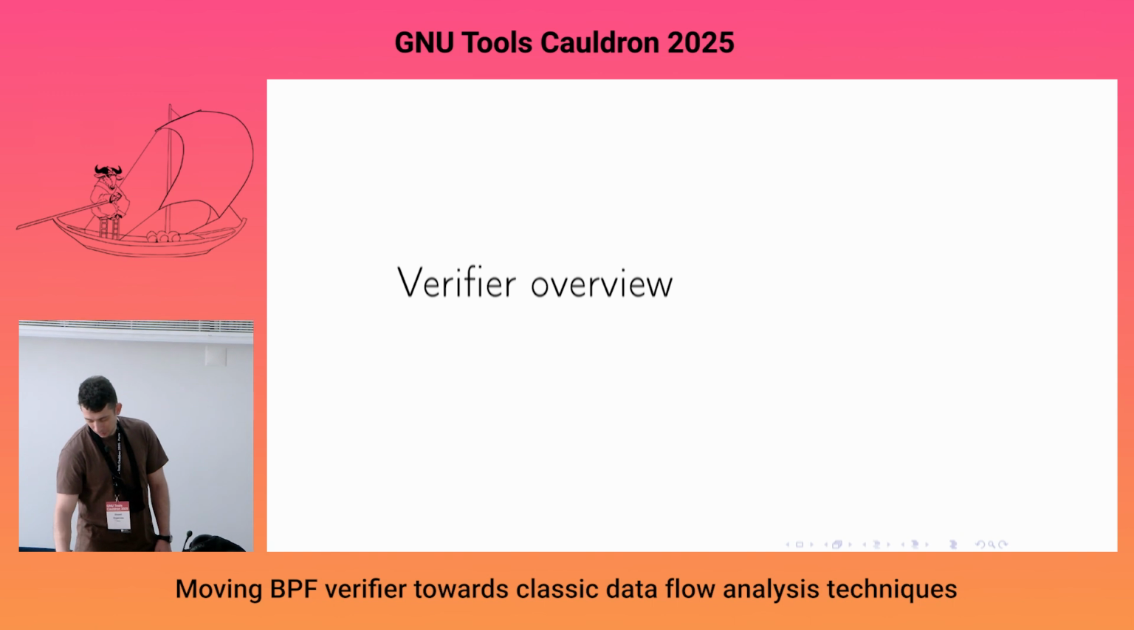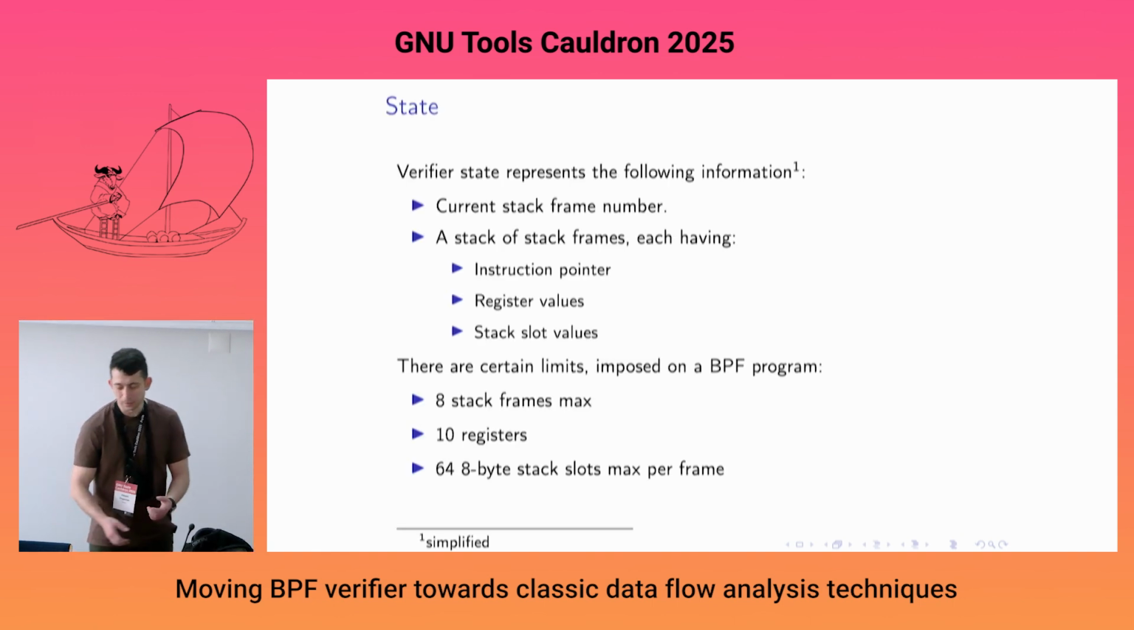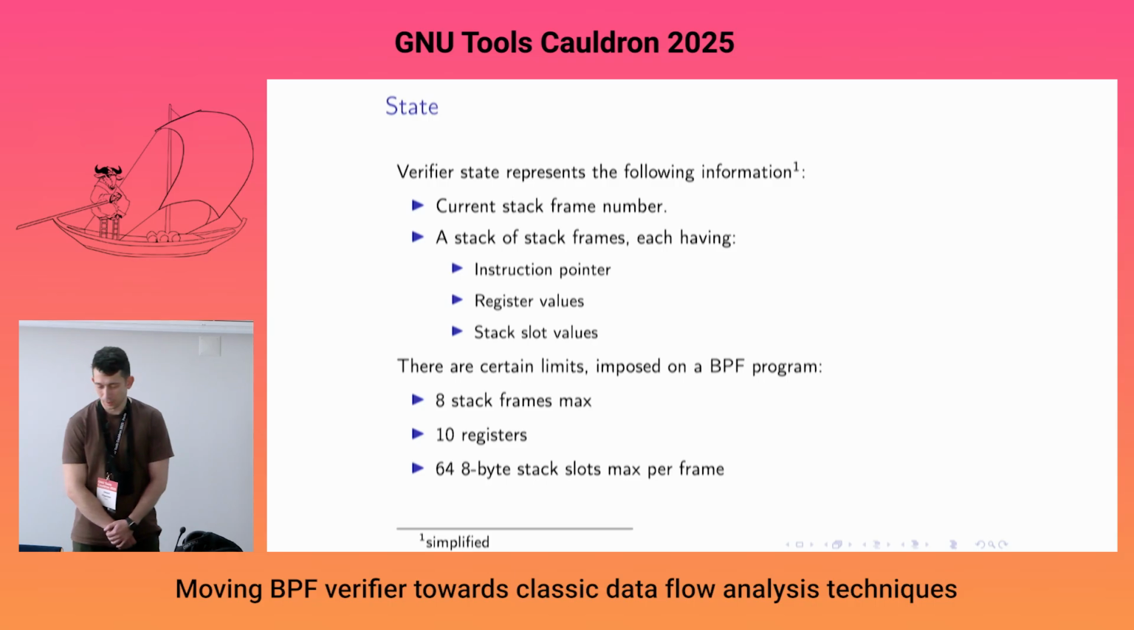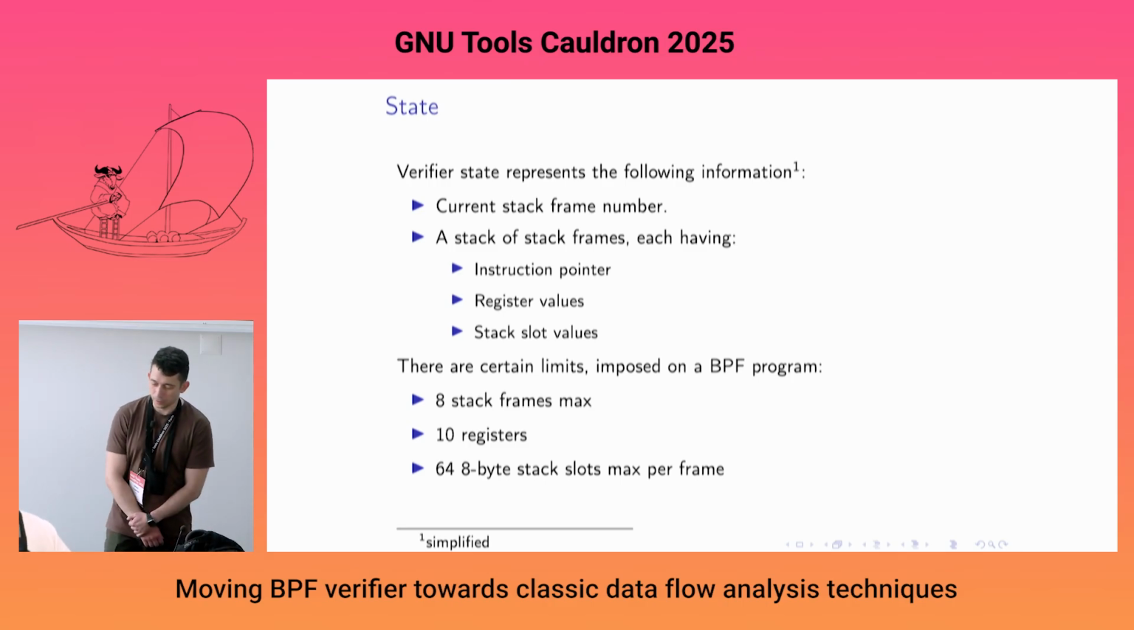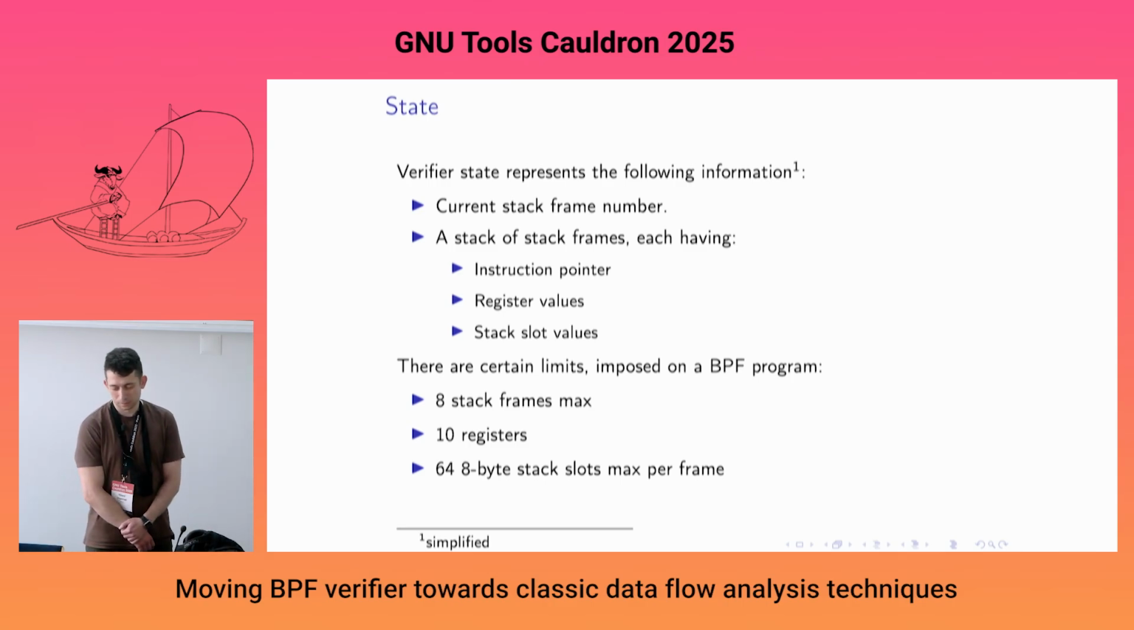So first, an overview of how a BPF verifier mechanically works. The verifier represents the program state as a current stack frame number and a stack of stack frames, each having an instruction pointer, register values, and stack slot values. We are lucky in the sense that there are very strict constraints on the size of the state. We limit the state of the program to 8 stack frames. There are only 10 registers, and there are only 64 8-byte stack slots per frame.